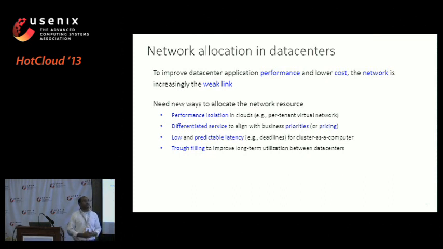So we're looking at functionality that tries to do performance isolation in the cloud. You have two different tenants coming in, and you want to keep their functionality separate. So one of them runs a MapReduce cluster. You don't want the memcached cluster to get booted out. You'd also want to do, if you're carrying both customer traffic and bulk traffic, you want to make sure that the customer traffic either gets low latency or gets preferential access to the network versus bulk. There's a bunch of other stuff for latency and trough filling.